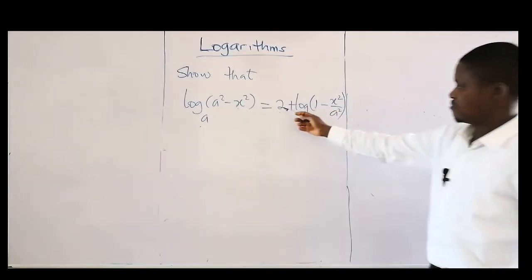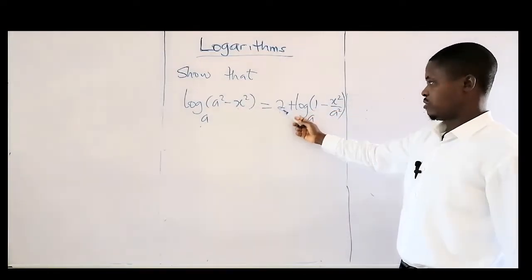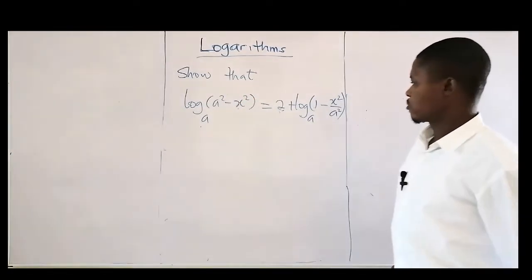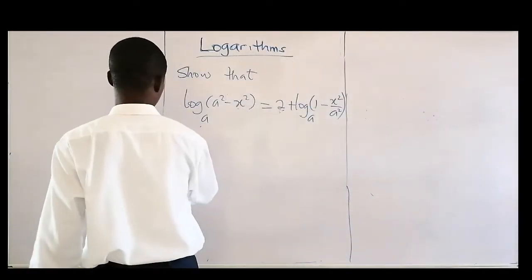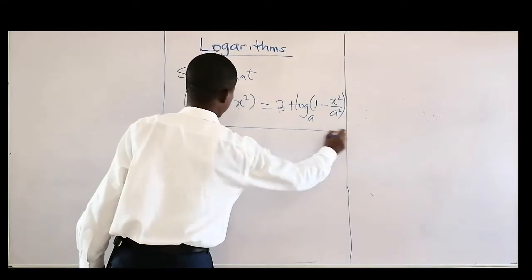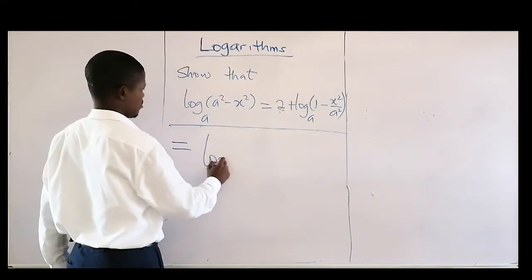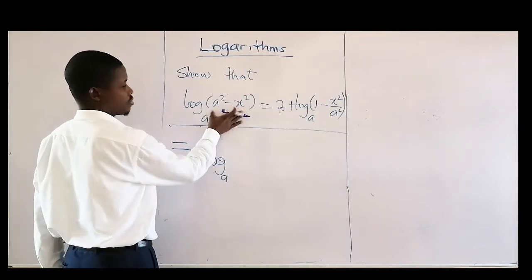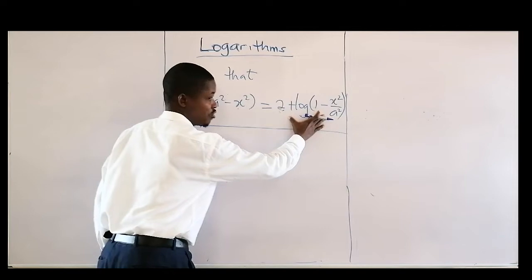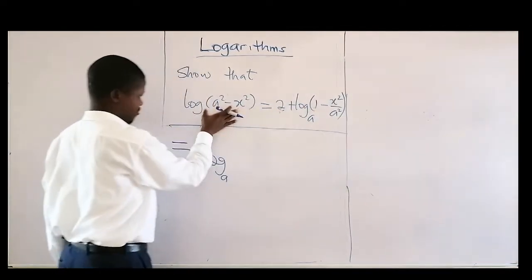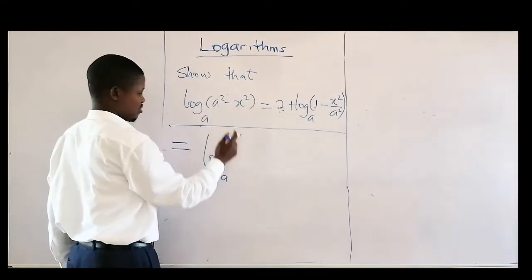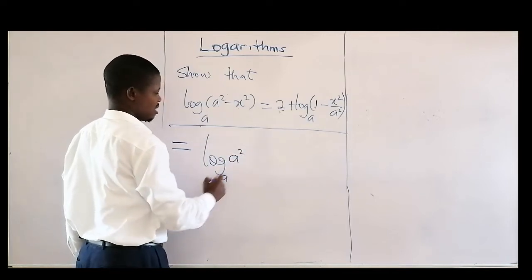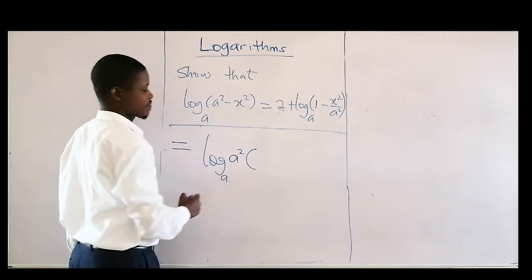So there is a 2 here. That means these 2 are possibly from the power here. So let's see what we can do. This will be equal to log base A. Can you turn this one to a product? Because you can see the right side has turned to addition, you have to expect this one in the form of a product. So what I will do now is take A squared out, and then open brackets.